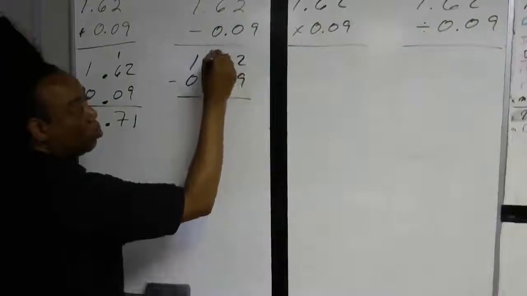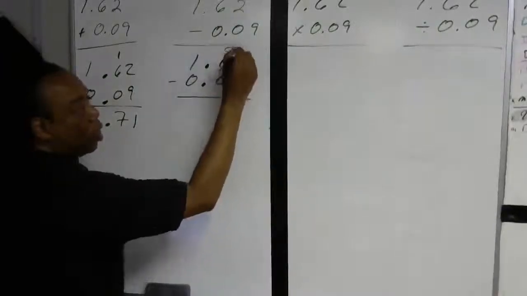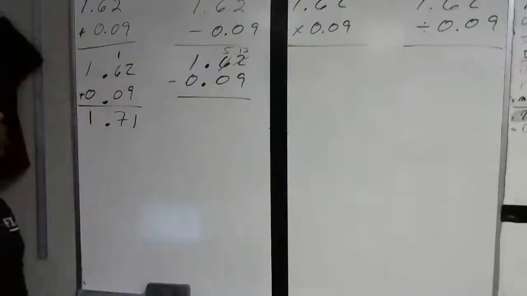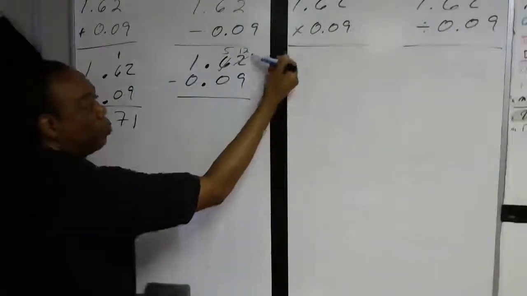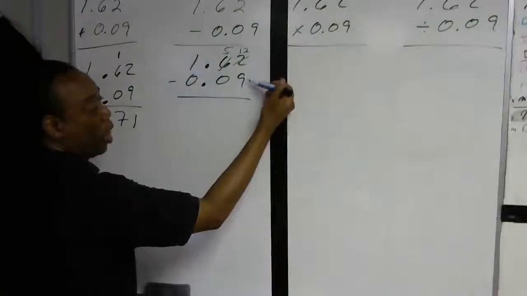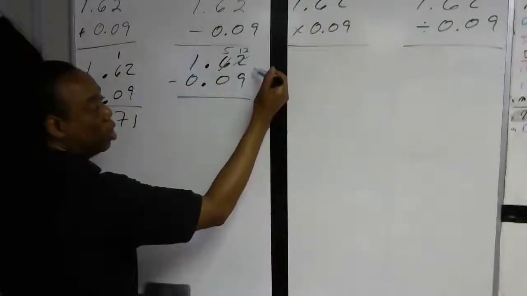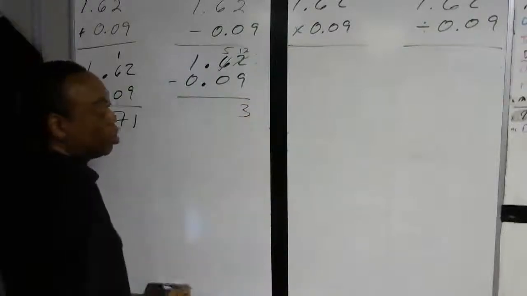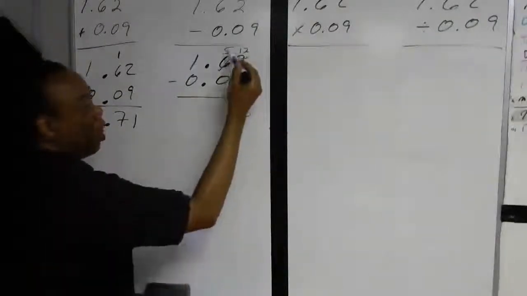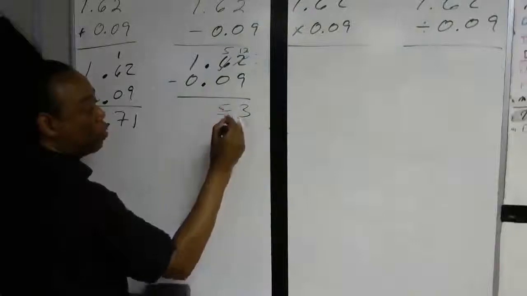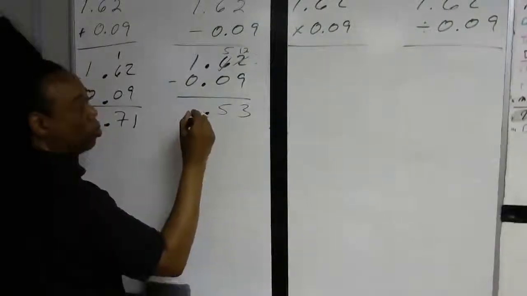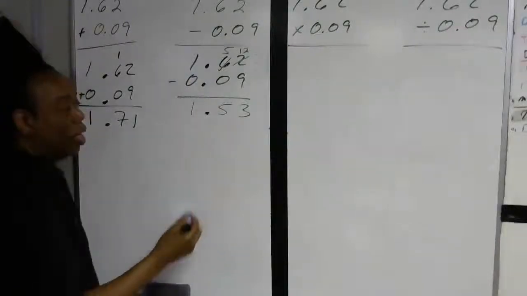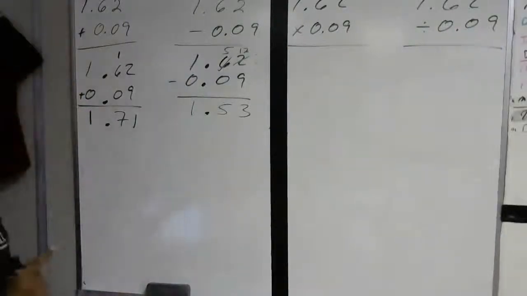The 6 becomes a 5. The 2 becomes a 12. Now it's 9 from 12. So I'm going to go 9, 10, 11, 12. So it took me 3 steps to get there. So 3. 5 take away 0 is 5. Here's the decimal. And 1, 0 from 1 leaves 1. And that's it. All right, now let's go to multiplication.